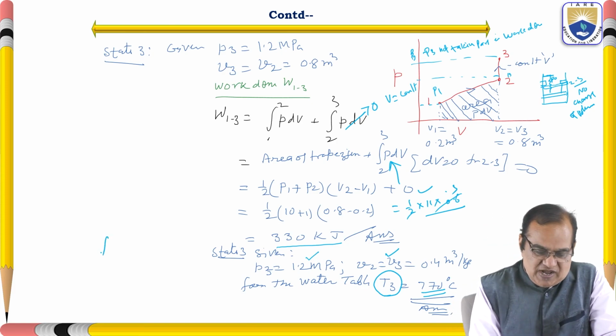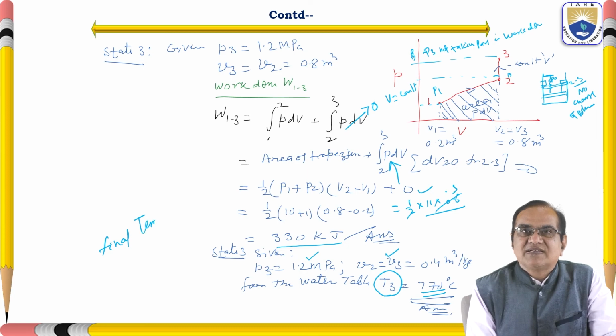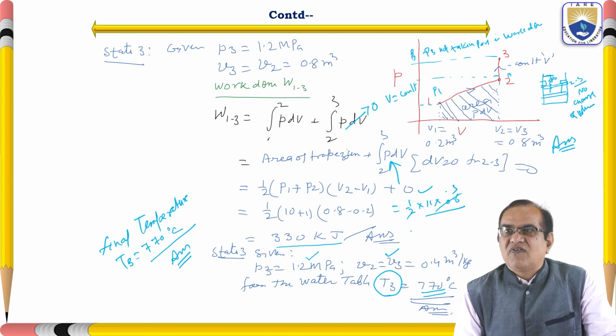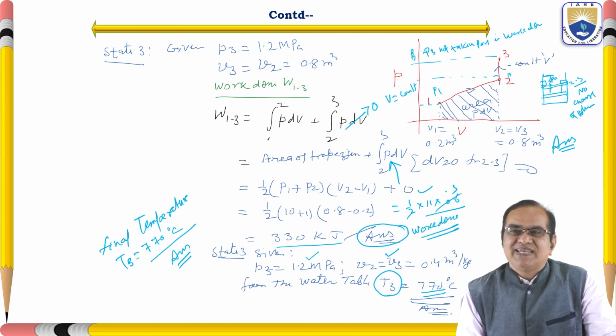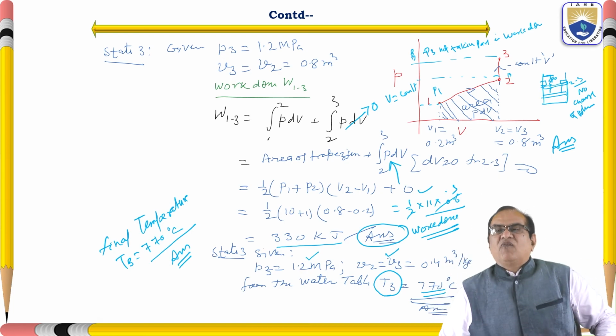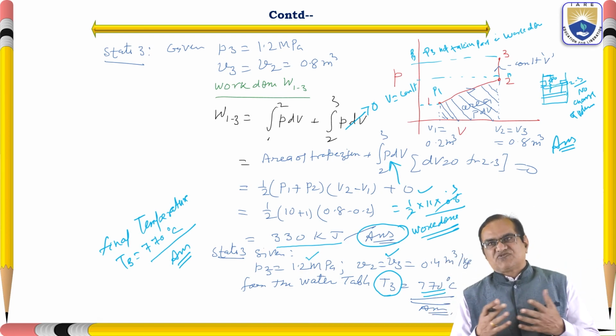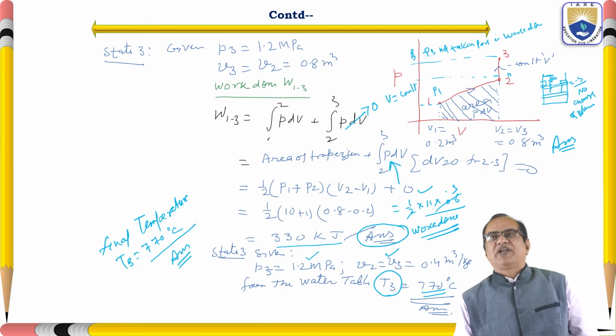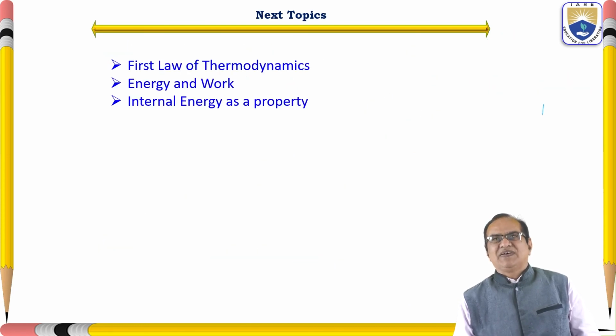So the final temperature we got, T3, is equal to 770 degree centigrade. This is the answer for the final temperature. This is the answer for your PV diagram, and this is the answer for the work done by this system. So in this way we can find out any type of work, how the work is extracted, how the work is utilized, and how the pistons and systems are working to find out the work of a given system.